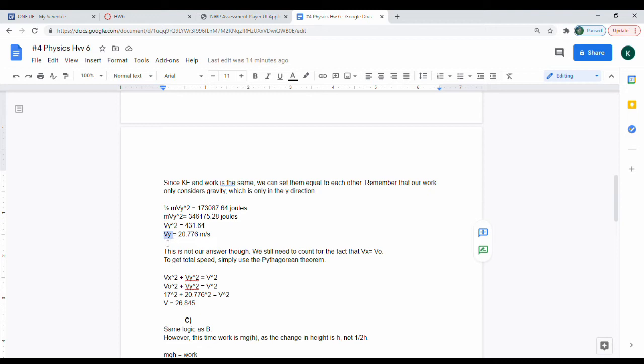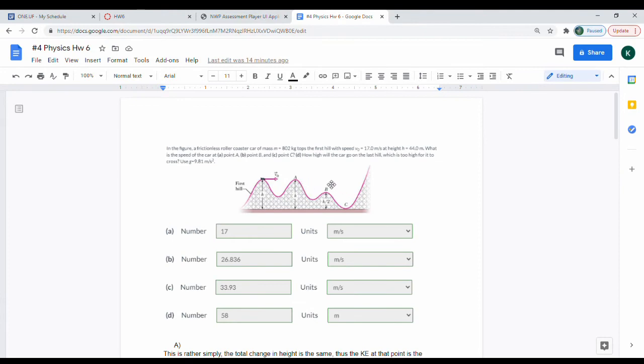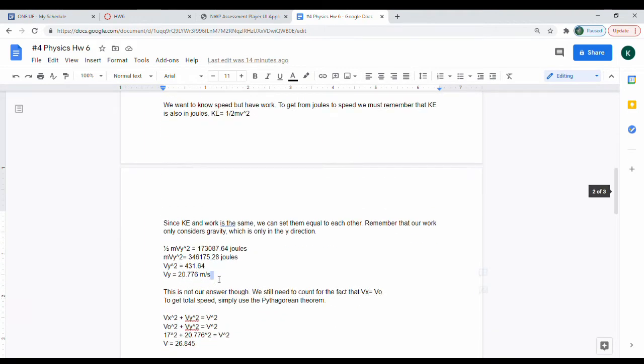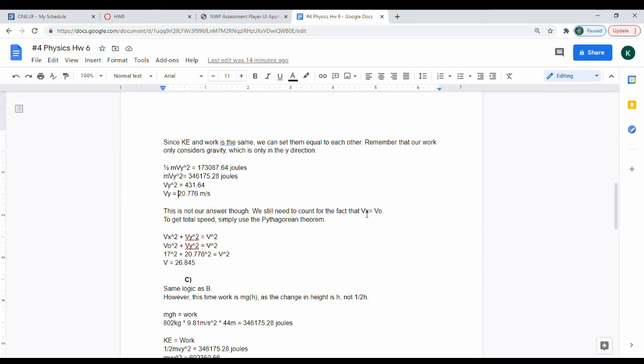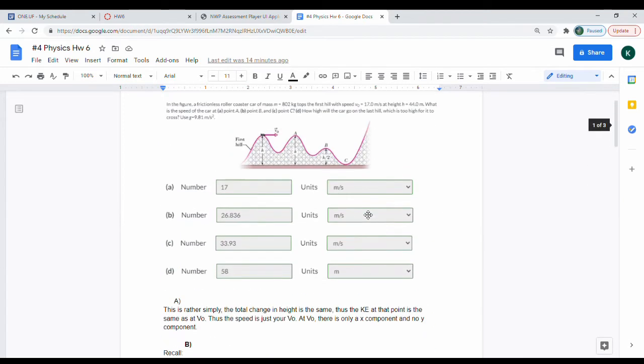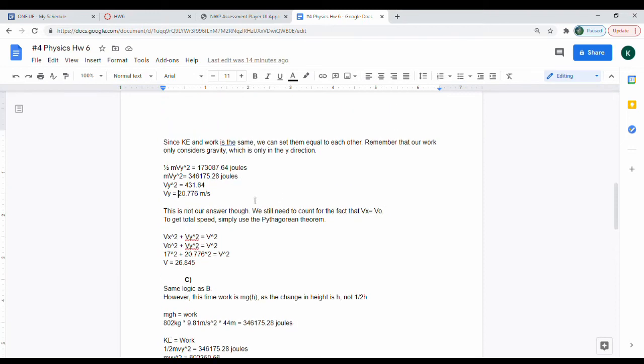So why is it vy here? Because this change in gravity is only in the y direction, so only the vy, the velocity in the y direction, changes. So this is not your answer. You actually still need to consider the fact that we had a vx. Our initial velocity vx was in the x direction. So using the Pythagorean theorem, you use vx squared plus vy squared equals your total velocity squared. Then you should get your actual total velocity.